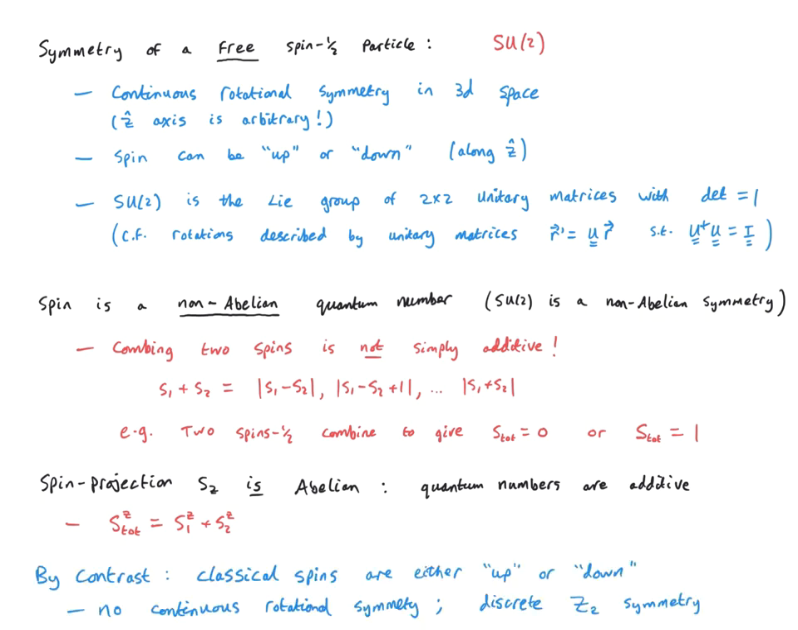By contrast, however, classical spins are either up or down. There is no continuous rotational symmetry in three-dimensional space, as with the quantum counterpart. A free classical spin has a symmetry between the up state and the down state. It is a discrete symmetry. This kind of symmetry is referred to as a Z2 symmetry, rather than the full SU2 symmetry of a quantum spin-half particle.